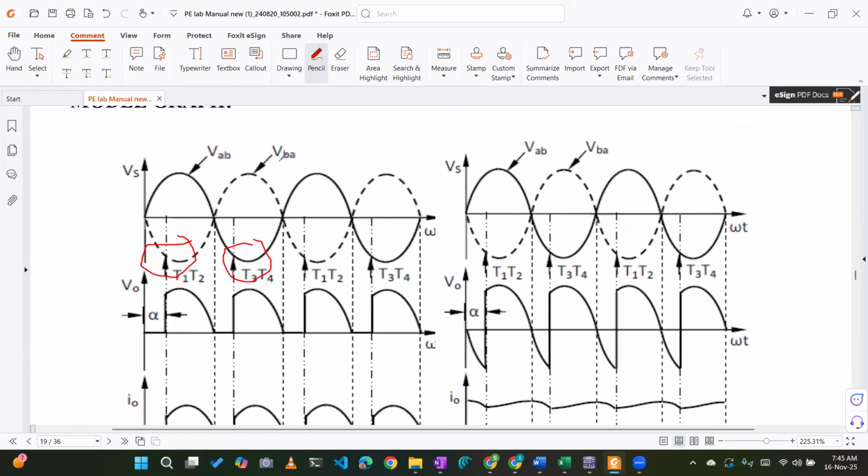When are they given? This is the alpha instant. This is how much? Pi plus alpha. And how much is this whole duration? This is 2 pi. And this again will be 2 pi plus alpha. One cycle repeats after that. So we can say periodicity is 2 pi. The same pulse comes every 2 pi. And the pi plus alpha pulse for T3, T4 also comes every 2 pi, but delayed to pi plus alpha. Clear?